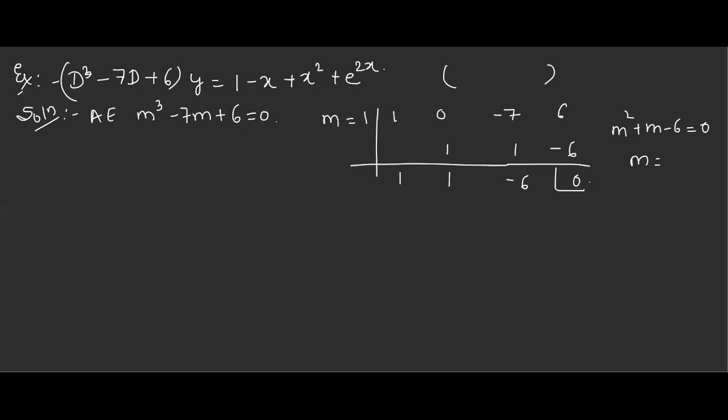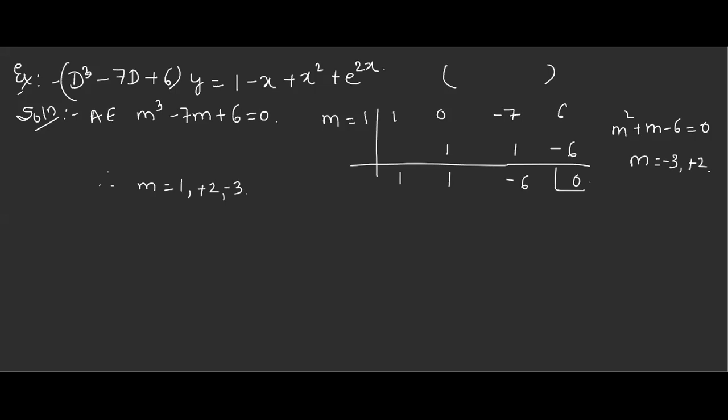3 and minus 2. Okay, so what are the roots? Therefore, m equal to 1, minus 2 and 3. Check: minus 3 and 2. No, 2 and minus 3. Okay, minus 3 and 2.